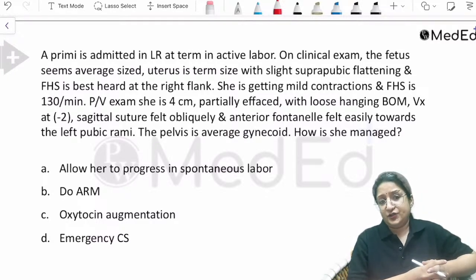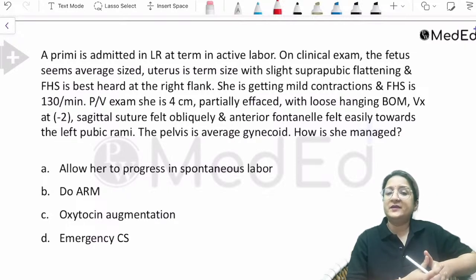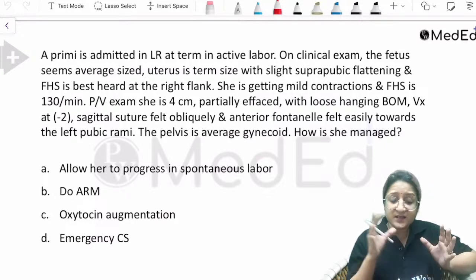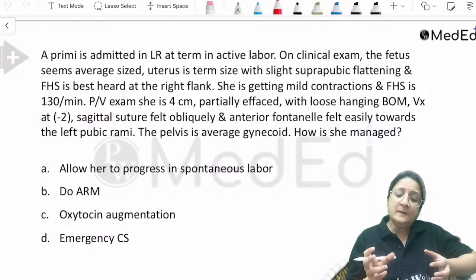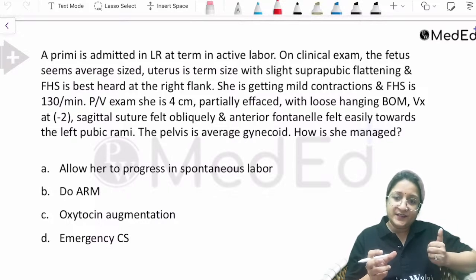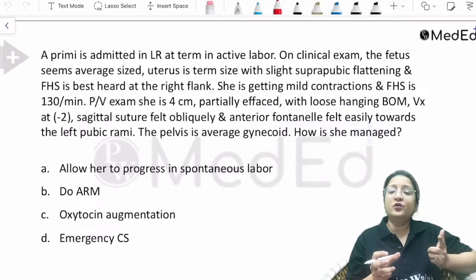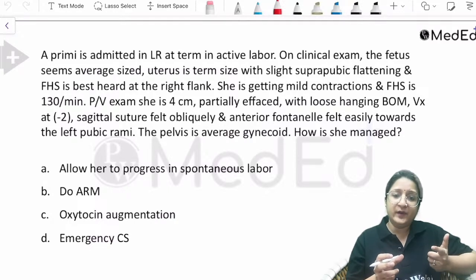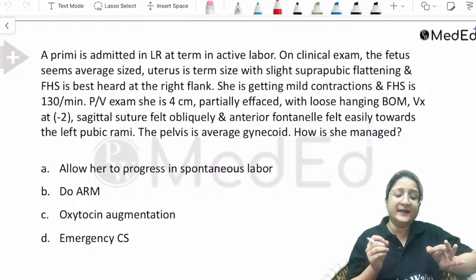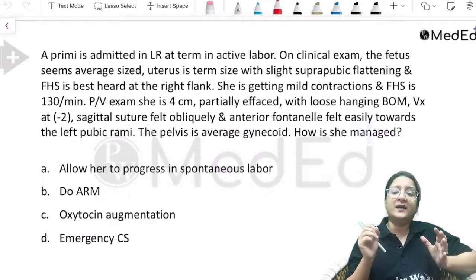How is she managed? Allow her to progress in spontaneous labor, do an ARM, oxytocin augmentation, or perform an emergency cesarean section. Now, this question tests, first of all, your ability to identify the position of the fetus. First, that. Second, this question tests whether you know how to monitor for labor progress. So these are the two aspects that you have to think of while attempting this question. So first of all, which position are we talking about?